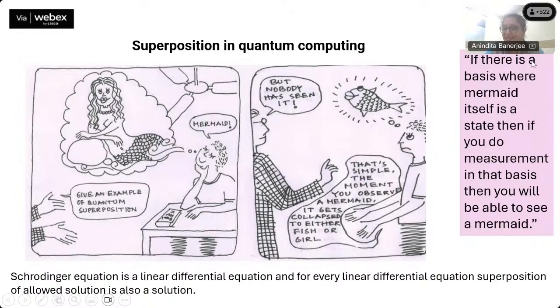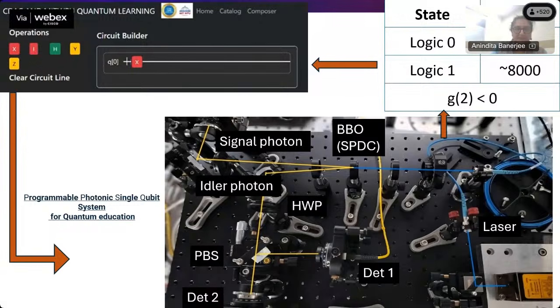So he says, if there is a basis where the mermaid itself is a state, here he is referring to the diagonal state, then if you do measurement in the diagonal basis, you will be able to see the mermaid. It's a beautiful example, and this is from one of my professor's books. He writes books, and this is from one of his pages.